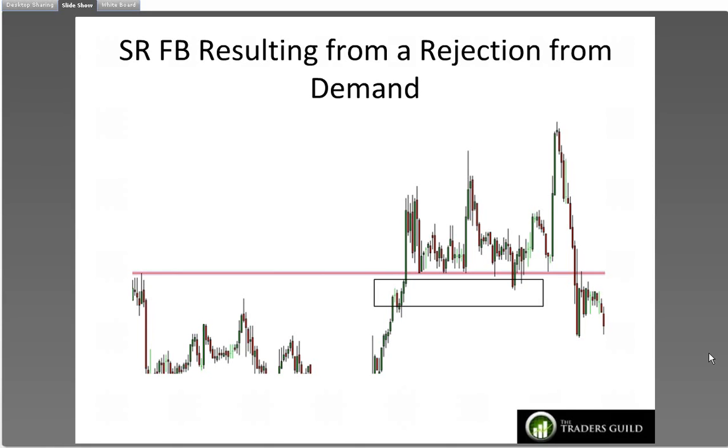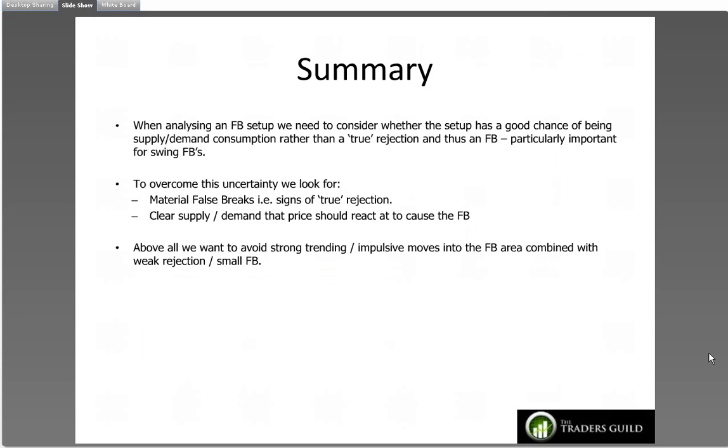Okay, but without that demand being there, this becomes a lower probability setup because the uncertainty over whether it's a true false breakout or demand consumption increases. So that's one of the most important questions I ask myself when considering or analysing a false breakout setup. Is this a true rejection, or is this more likely to be supply-demand consumption?